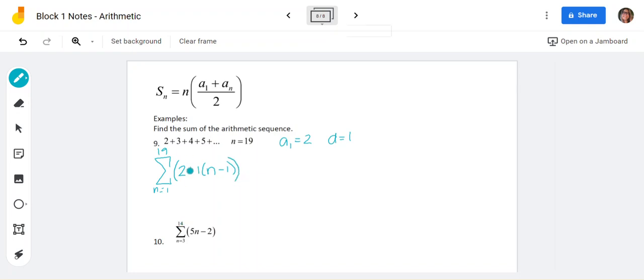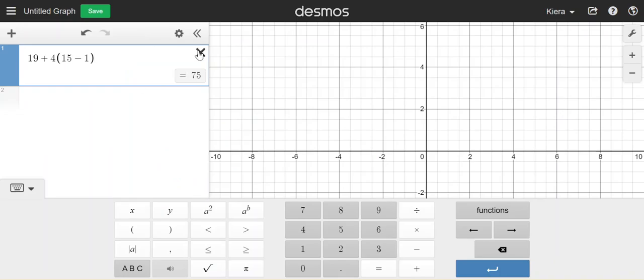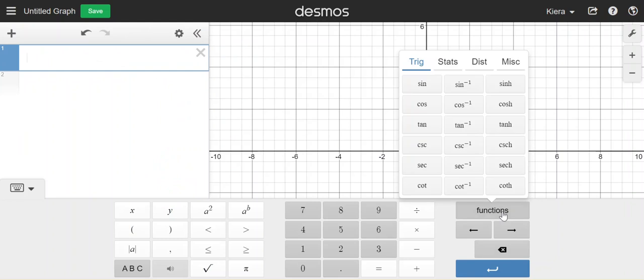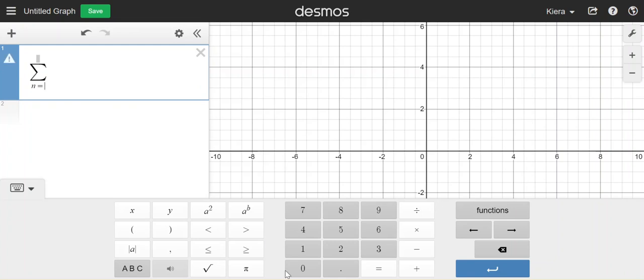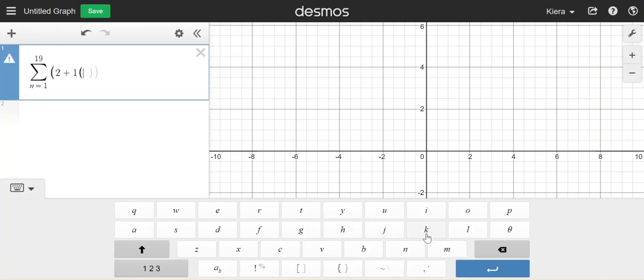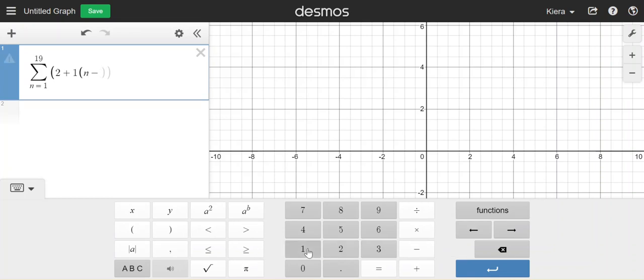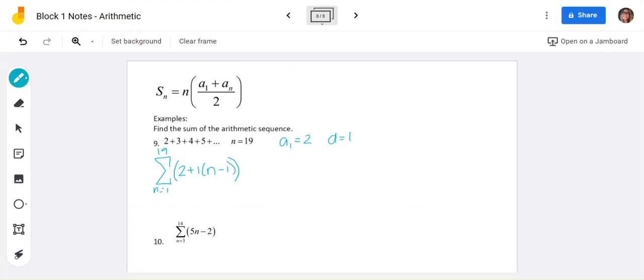Now that we've written our rule and changed it into summation form, we can type it straight into Desmos. We're going to go to functions, we're going to go to miscellaneous, and then we have our sigma here. Okay, we're going to start at 1, we're going up to 19, and then 2 plus 1 times n minus 1. And it tells us that the first 19 terms of that sequence will add up to 210.